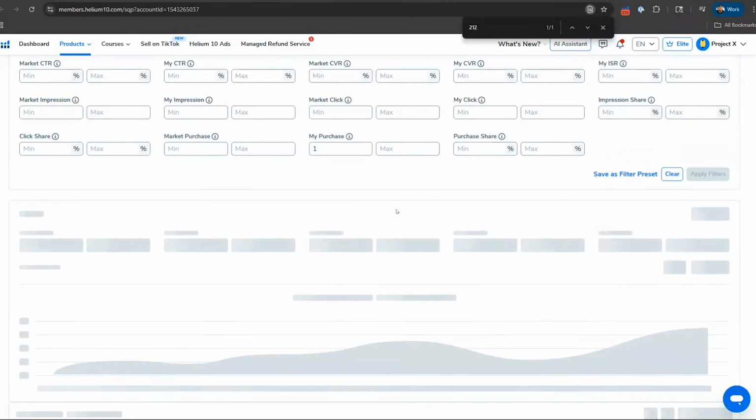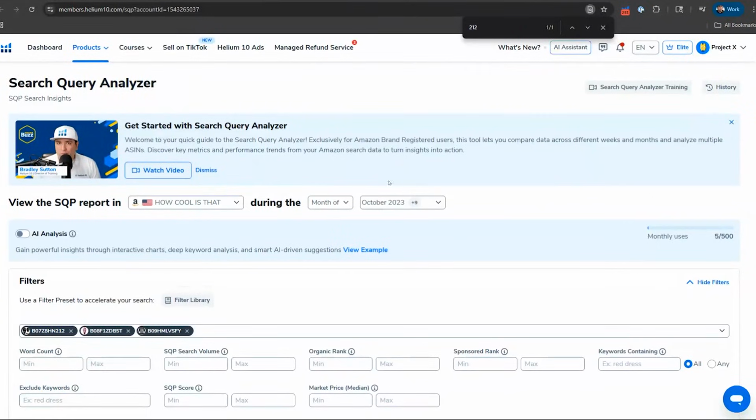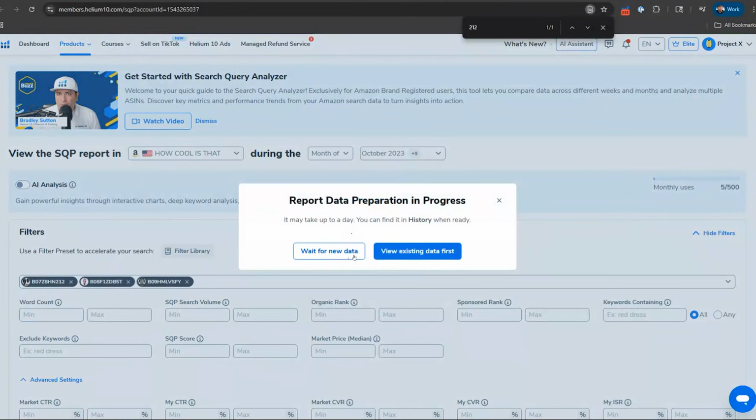And by the way, if you ever get the message here that says, oh, data is still being downloaded, you can just say wait for new data, and it'll get to you in about 30 minutes or so. But right here, this is something that I would have had to run 10 or 11 different reports in Seller Central for, one at a time, download the files, and then combine them all. Helium 10 is telling me all of the search query data points for 3 different products, which you can't even do in Seller Central, and for all of these different months over the last 3 years.